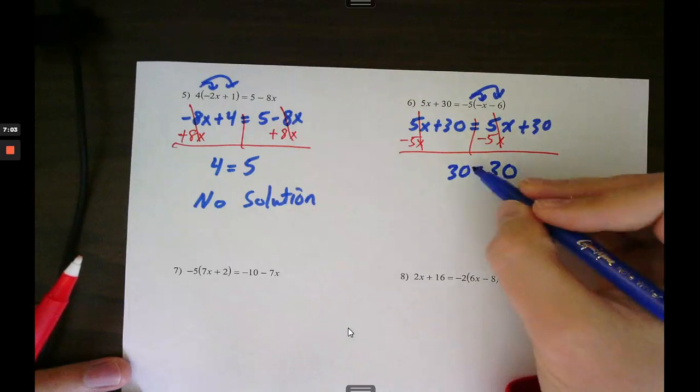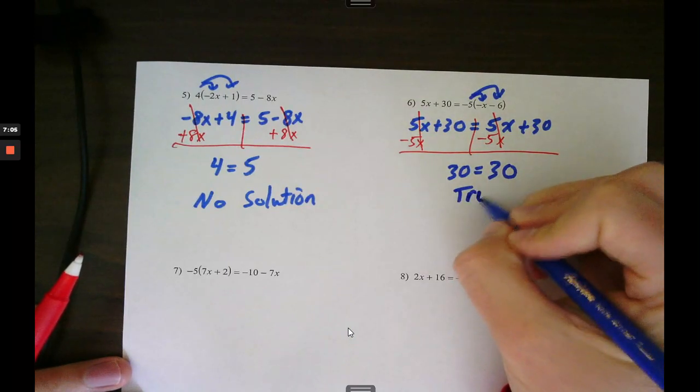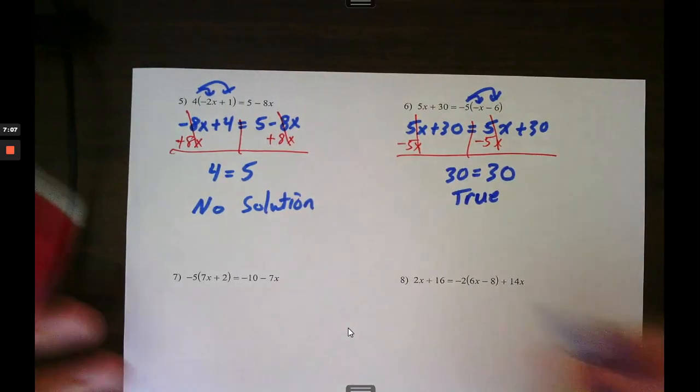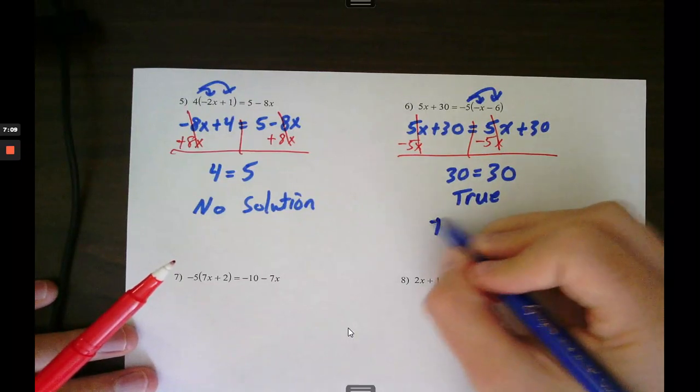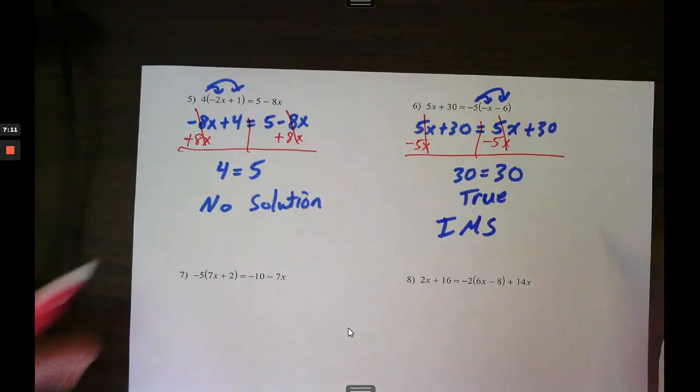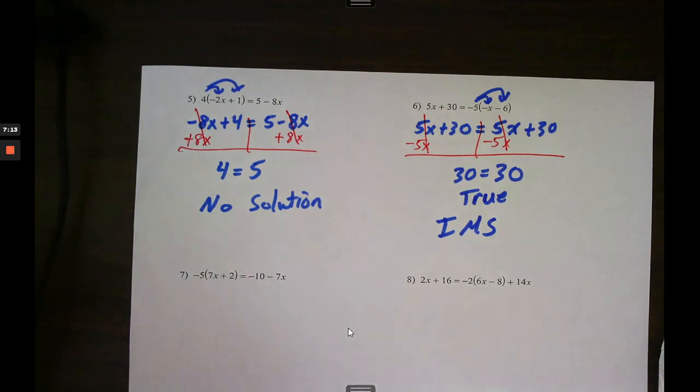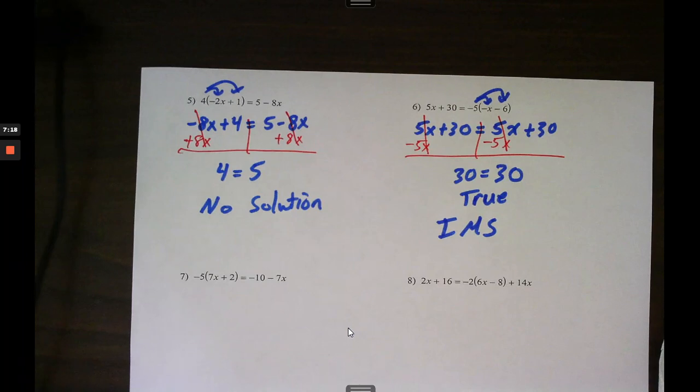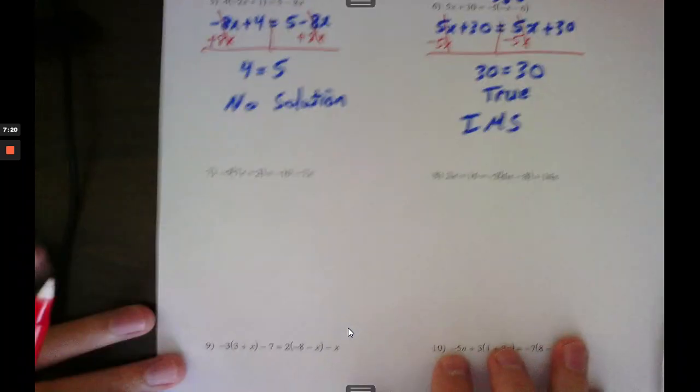This time, I end up with a true statement. That is a true statement. 30 does equal 30. And that means that the answer here is infinitely many solutions, or IMS, which you can abbreviate. It means any number you plug into this. You pick a value for x, plug it in, you'll get a true statement every time. Okay? Alright, moving on.